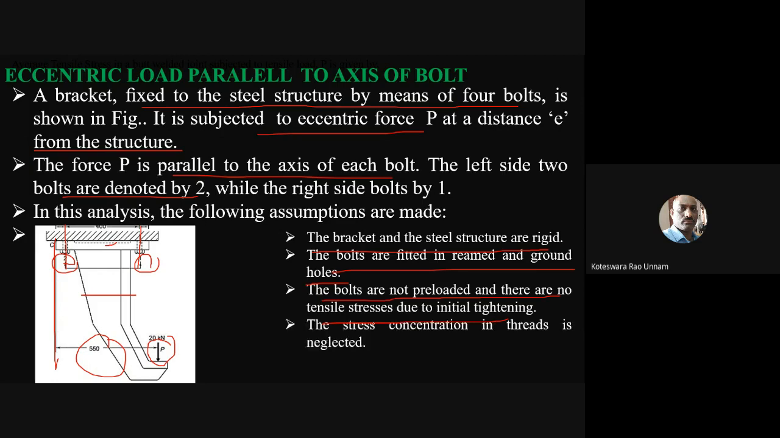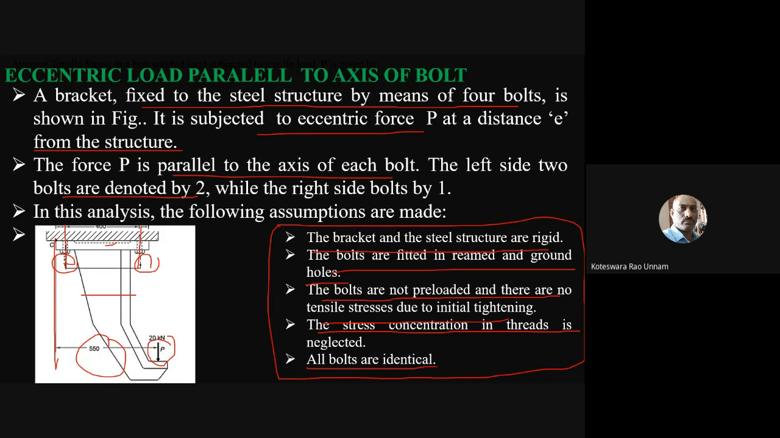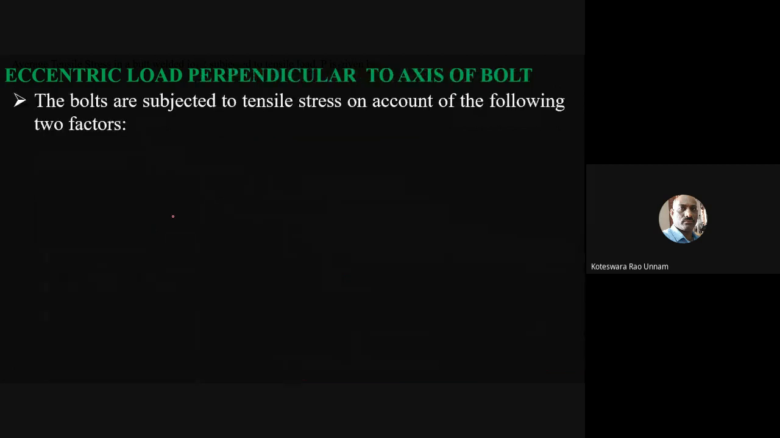What we assumed in this case is that there is no stress concentration, and also that all bolts are identical. These are the same assumptions we made in the previous case, when the load is acting perpendicular to the axis of the bolt. Here also the same assumptions hold. Good. Now with these assumptions, we'll try to find out the effect of this eccentric load on these bolts. For that, the bolts are subjected to a tensile stress on account of the following two factors.